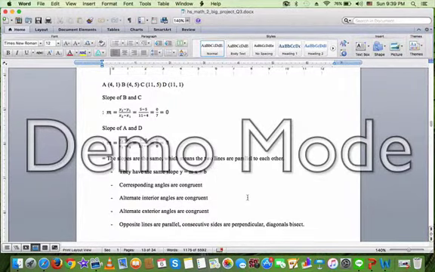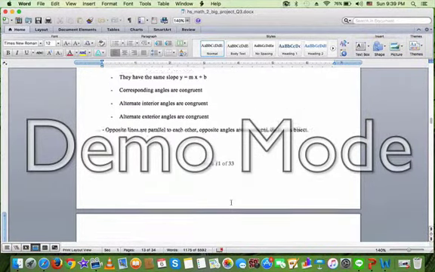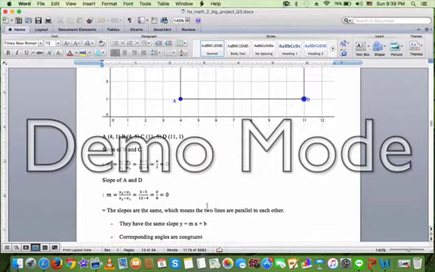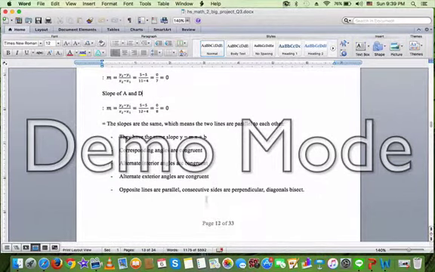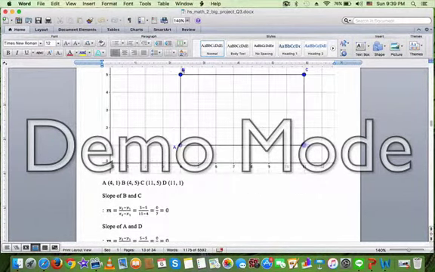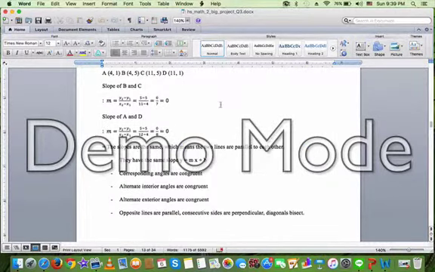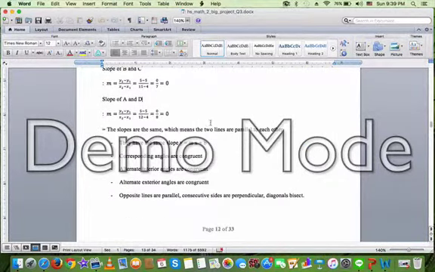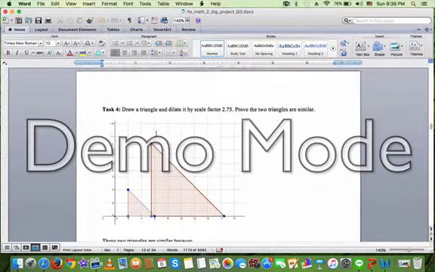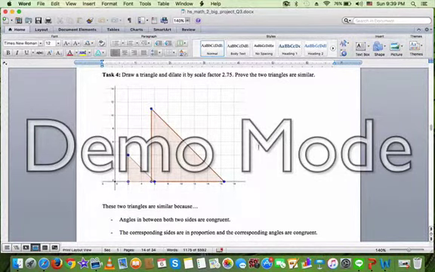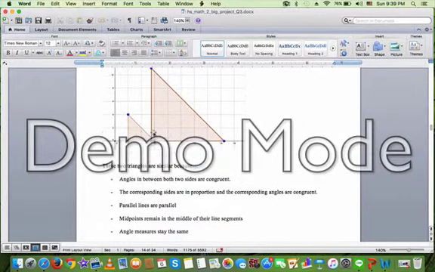Find the slope, and then two slopes have an equal number, which is 0, so they have the same slope, and corresponding angles are congruent, and opposite lines are parallel. The thing that is different from the previous one is that the consecutive sides here are perpendicular to each other and the diagonals bisect.